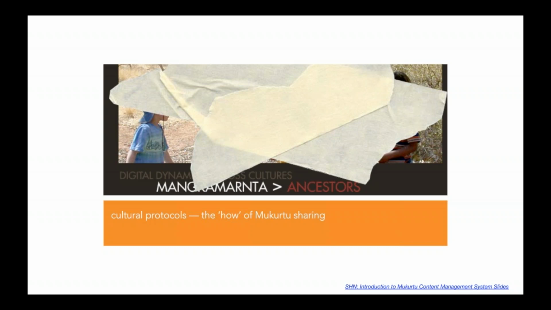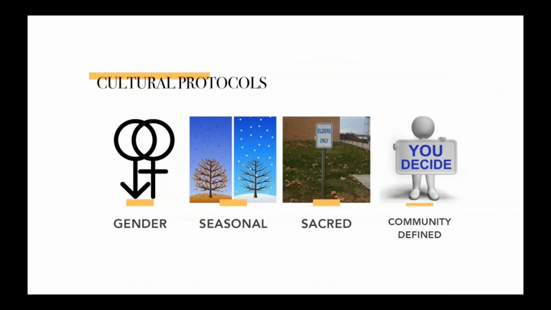And you can easily provide layered access by adding more than one cultural protocol to an item. So for an example, an item with protocols for women only and elders only could only be seen by female identifying elders on that Mukurtu site. So here is just an example of some of the protocols that people use. And again, these protocols will be site specific. It really just depends on what the community desires.